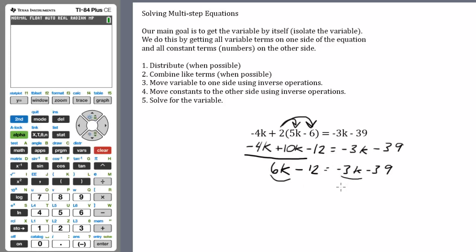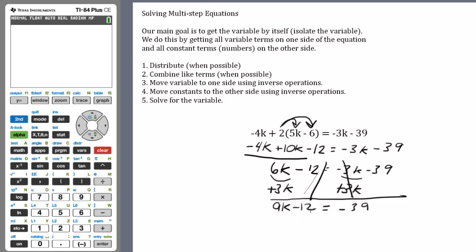So how do I get rid of negative 3k? I add 3k. But of course, if I add 3k on this side of the equal sign, I also have to add 3k on this side of the equal sign. So now we have 6k plus 3k is 9k minus 12. The negative 3k and the positive 3k cancel out, equals negative 39.